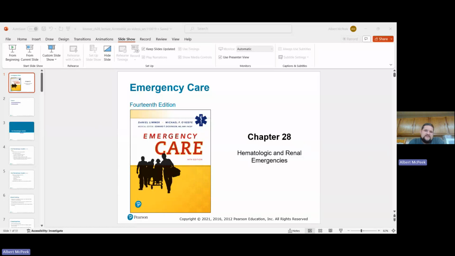Emergencies with end-stage renal disease. Two different types of emergencies, broad categories that you may run into. The first one is emergencies that arise from the loss of normal kidney function. And those are the types of emergencies that dialysis is supposed to help prevent. The second type of emergency that you're going to see in end-stage renal disease are emergencies that are complications related to the dialysis treatments.